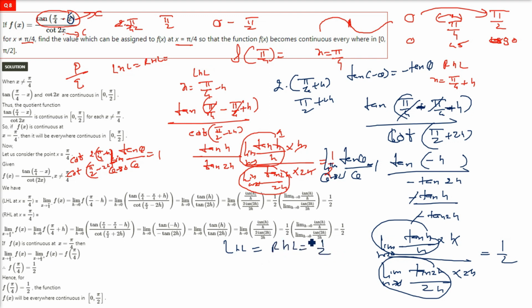Okay. So when this LHL and RHL become 1 by 2, the question is asking what value the function f pi by 4 should be so that this function is continuous in this interval. So that has to be equal to LHL and RHL, which is equal to half. So f pi by 4 has to be half so that the function is continuous everywhere. This is the answer. Okay, from 0 to pi, this will be continuous.